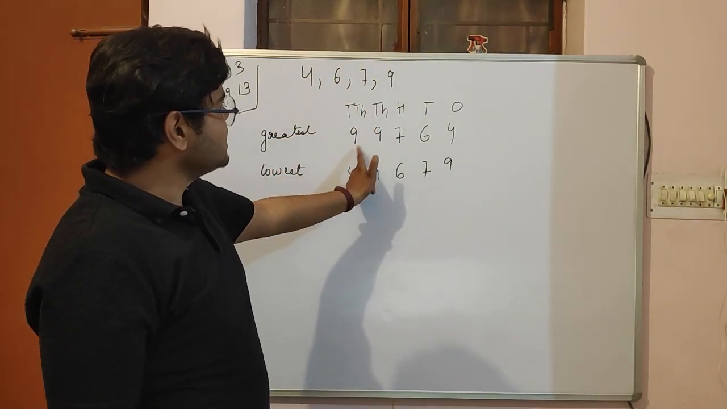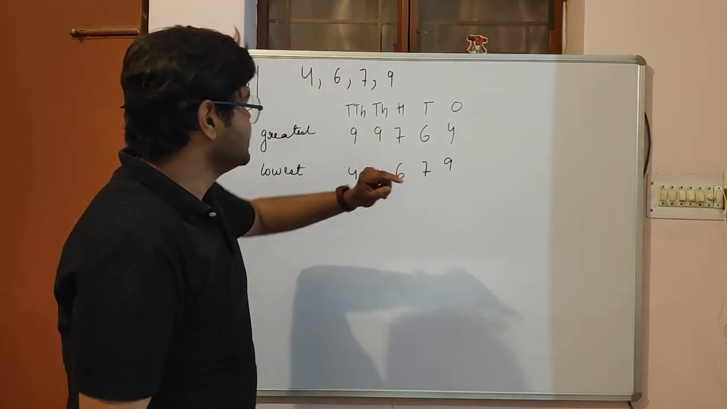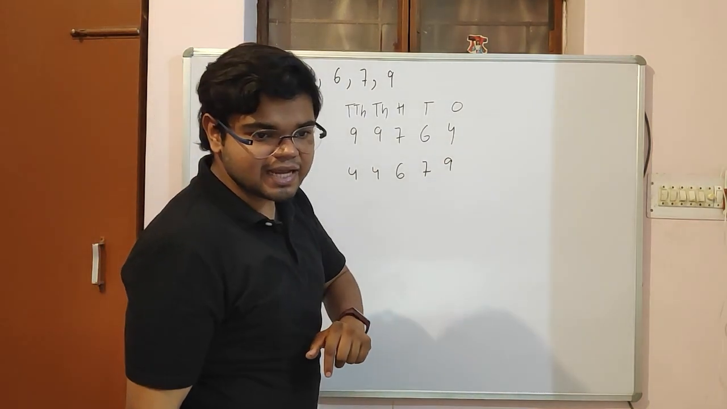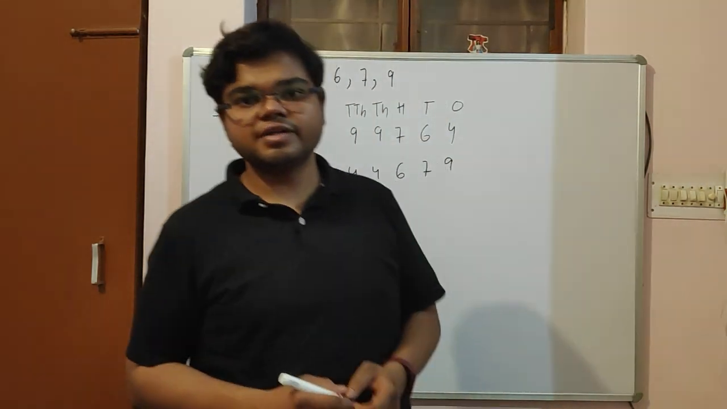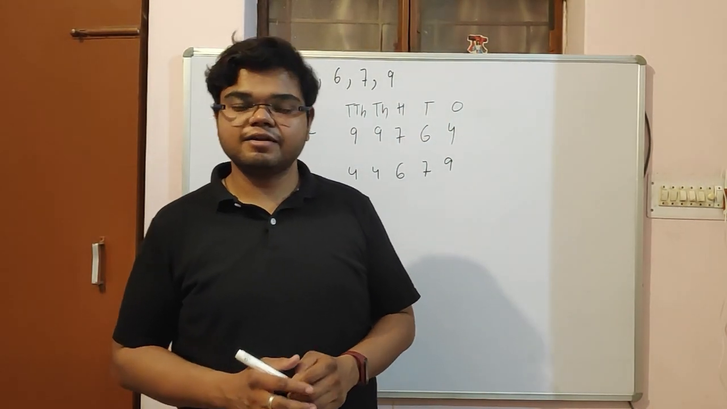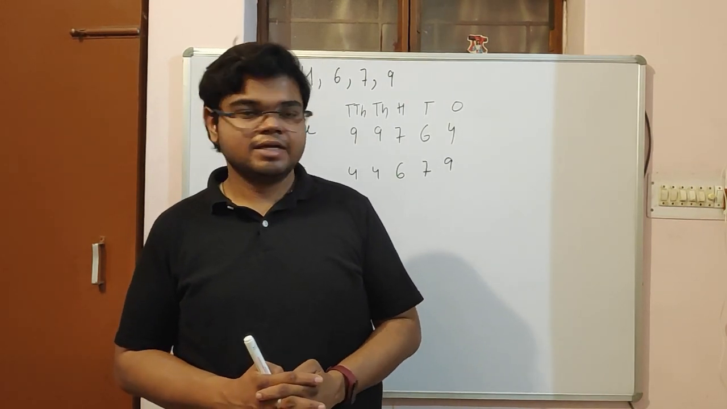So the greatest number from 4, 6, 7, 9, by repeating any of the digits twice, is 99,764, and here the smallest is 44,679. In the next class, children, we will be doing the exercises, and if there are any doubts, please leave them in the comment section below. Thank you, children.